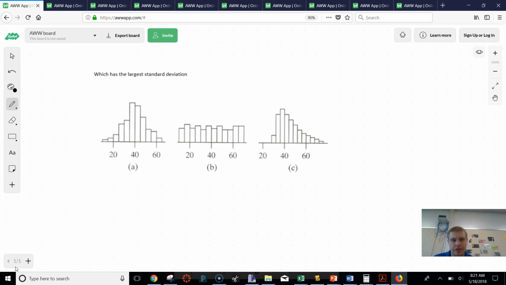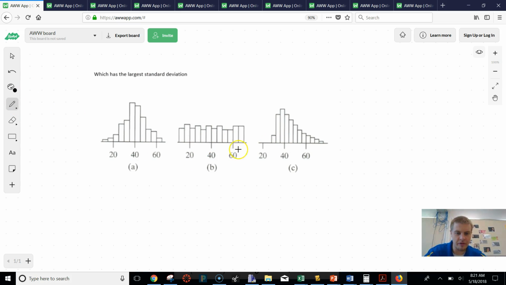Okay, so today what we're going to do is a couple of these problems. The first one is which of these things has the largest standard deviation? Standard deviation is like the spread of the data, so how far things are spread away from the mean. If you're looking off the graphs, it looks like the means of all the graphs are around 40.